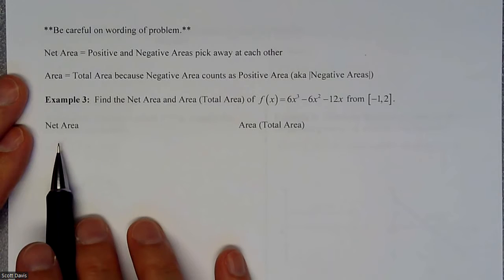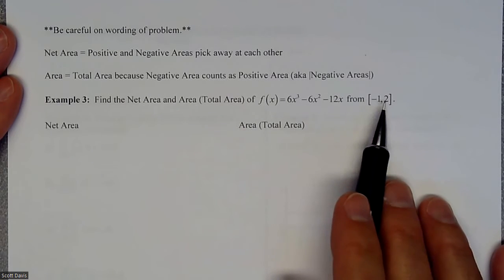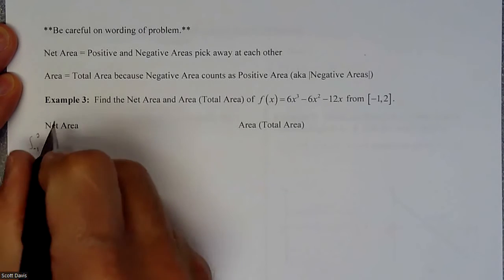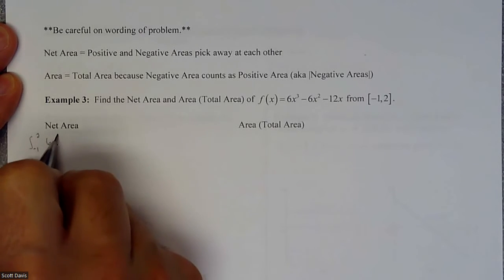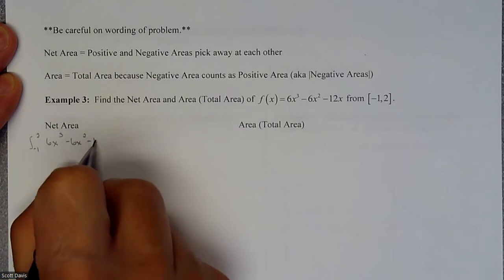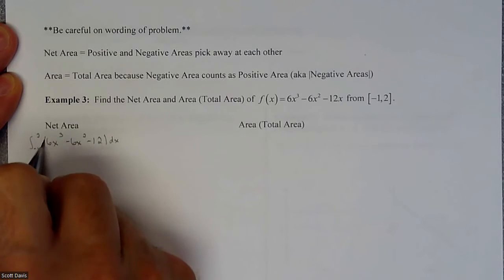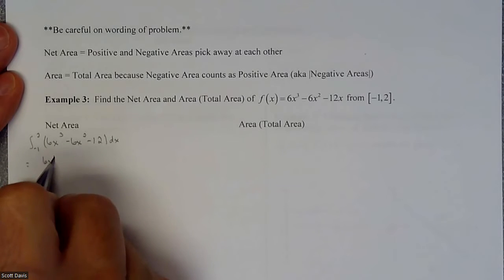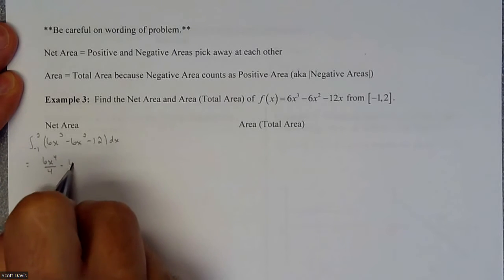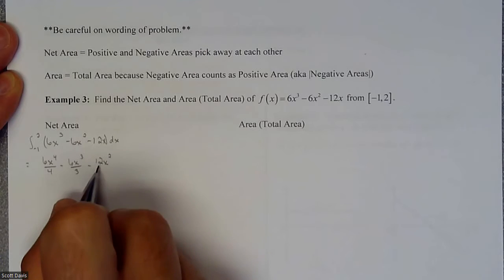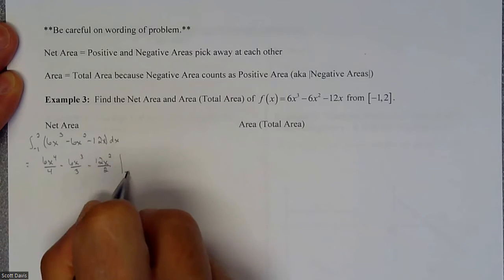So for net area, here's our equation, and we're bounded from -1 to 2. And so that would be us just finding the area under the curve, which is us doing the antiderivative or the integral from -1 to 2 of this equation. All right, so for us to do this antiderivative, we're going to add our power and divide. And so we're going to have 6x to the 4th divided by 4 minus 6x cubed divided by 3 minus, I lost the x on that, minus a 12x squared divided by 2. And we're going to go from -1 to 2.